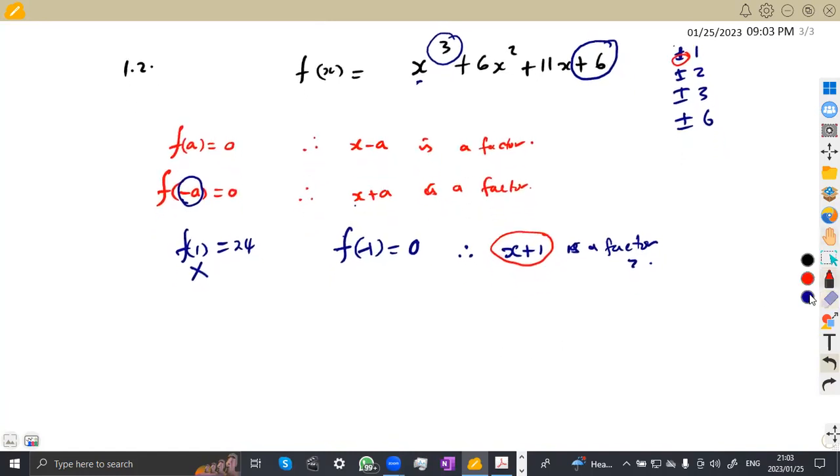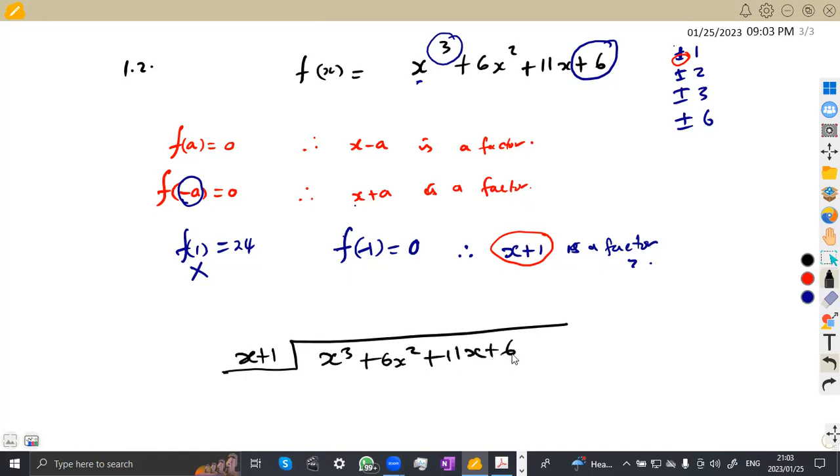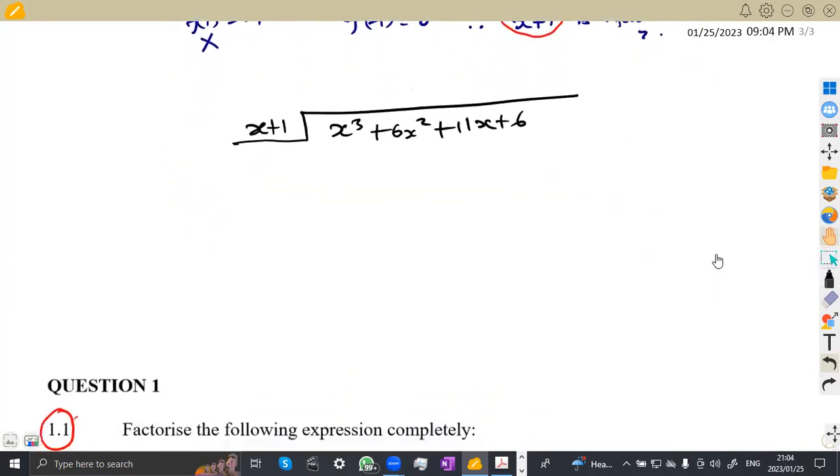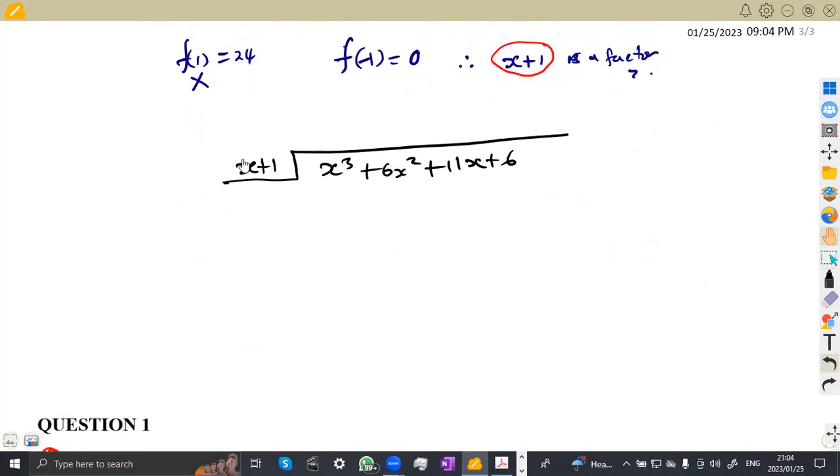I hope we have a hint or just a know-how of this long division. Let us have x plus 1 as the factor. That's the one that is going to be divided into the whole expression of x cubed plus 6x squared plus 11x plus 6. After dividing, we must obtain a 0 because x plus 1 is a factor. This is what you do when you are dividing.